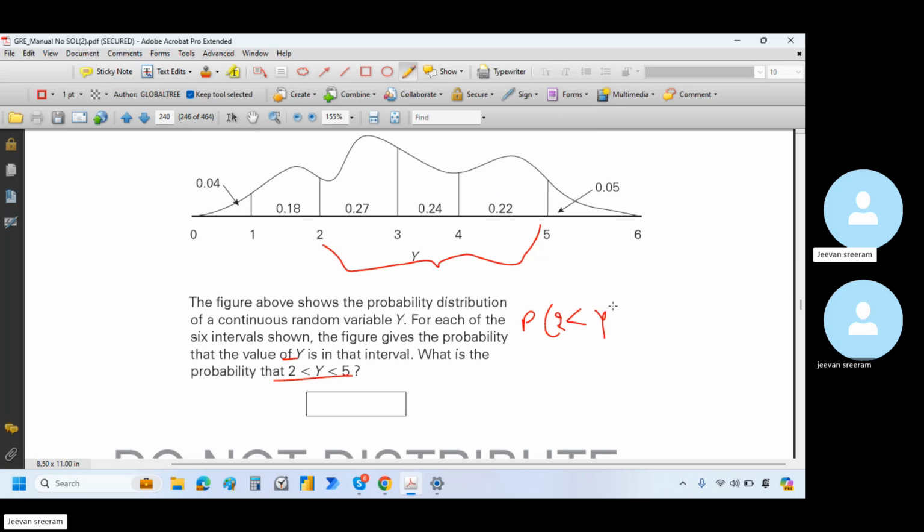2 less than y less than 5. So it's just like the probability between 2 and 3, the probability of the event between 2 and 3, plus the probability of the same event between 3 and 4, and 4 and 5. So just add them up. You will get the required probability. Right.